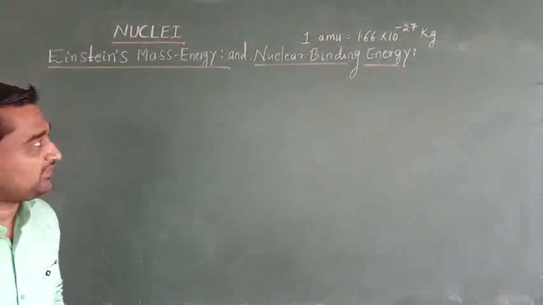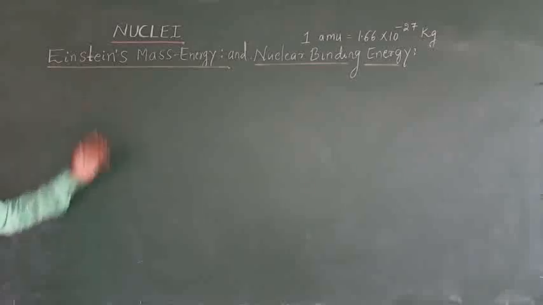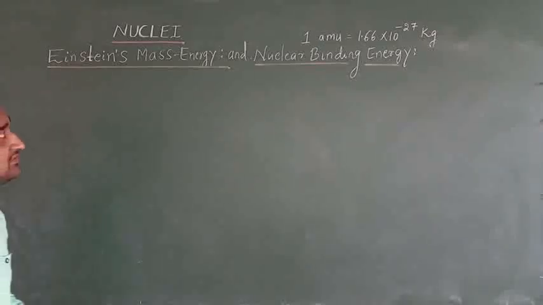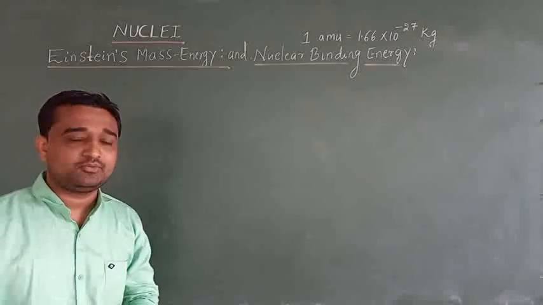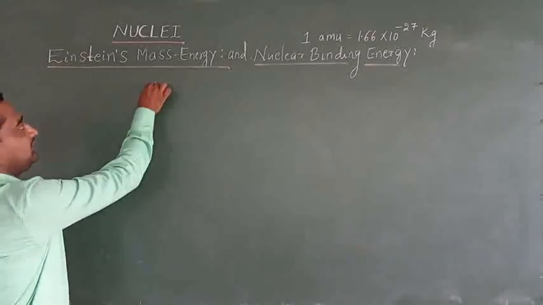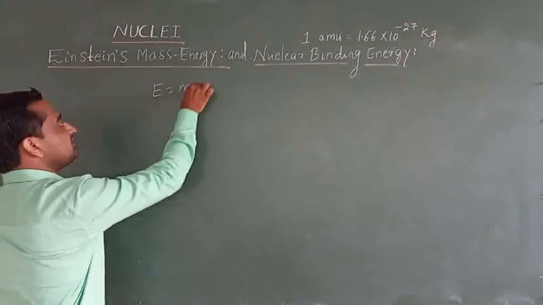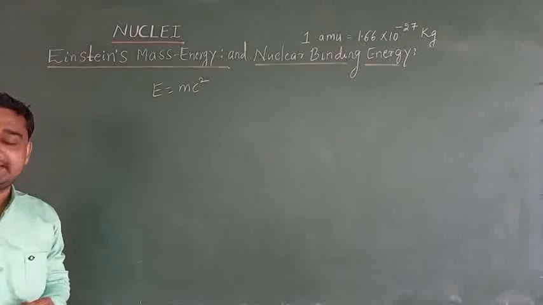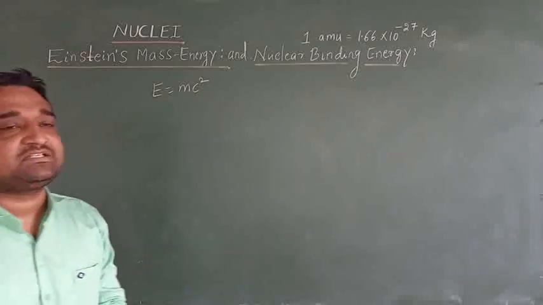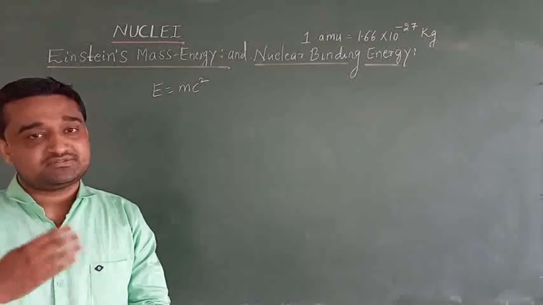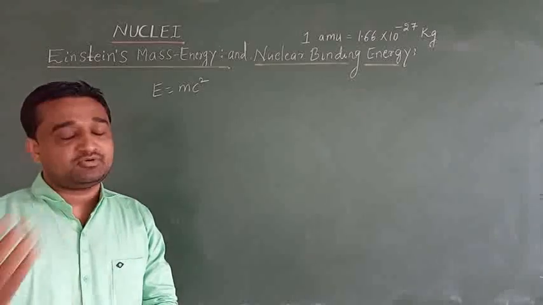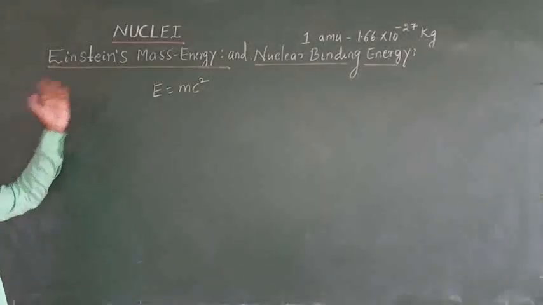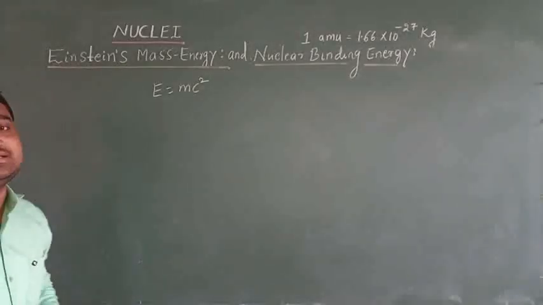With all this introduction, we are going to discuss the next point of the syllabus, that is Einstein's mass energy relation, E is equal to mc square, and also the nuclear binding energy. What is the binding energy of the nucleus, what is mass defect, and also the specific binding energy. So first, what is Einstein's mass energy relation?